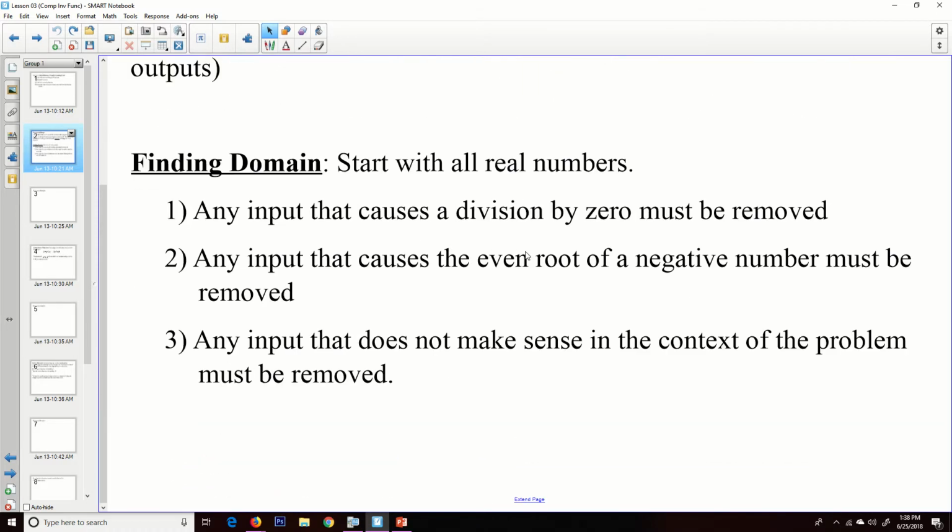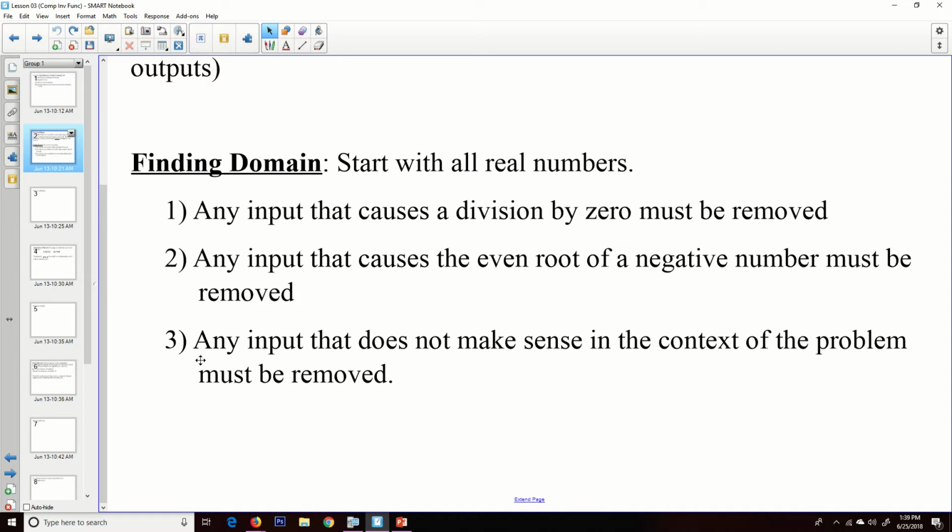To find the domain, we're going to start with all real numbers, and so most of the functions that you've dealt with up to now have domains of all real numbers. Some of them have limited domains. The first two rules here have to do with algebraic limitations of the domain. Any input value that causes a division by 0 must be removed from the domain, and any input that causes the even root of a negative number must also be removed from the domain. Those two are non-real or undefined solutions.